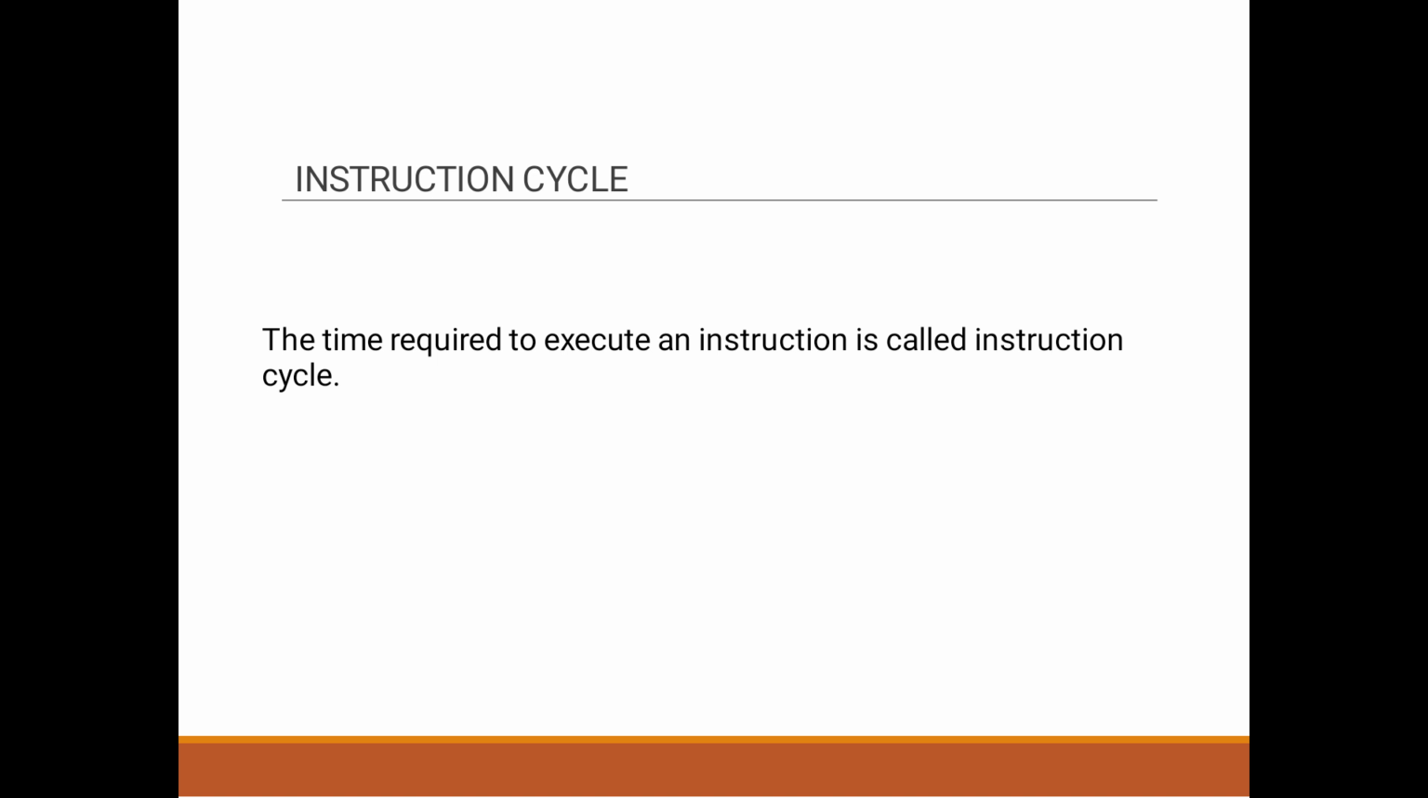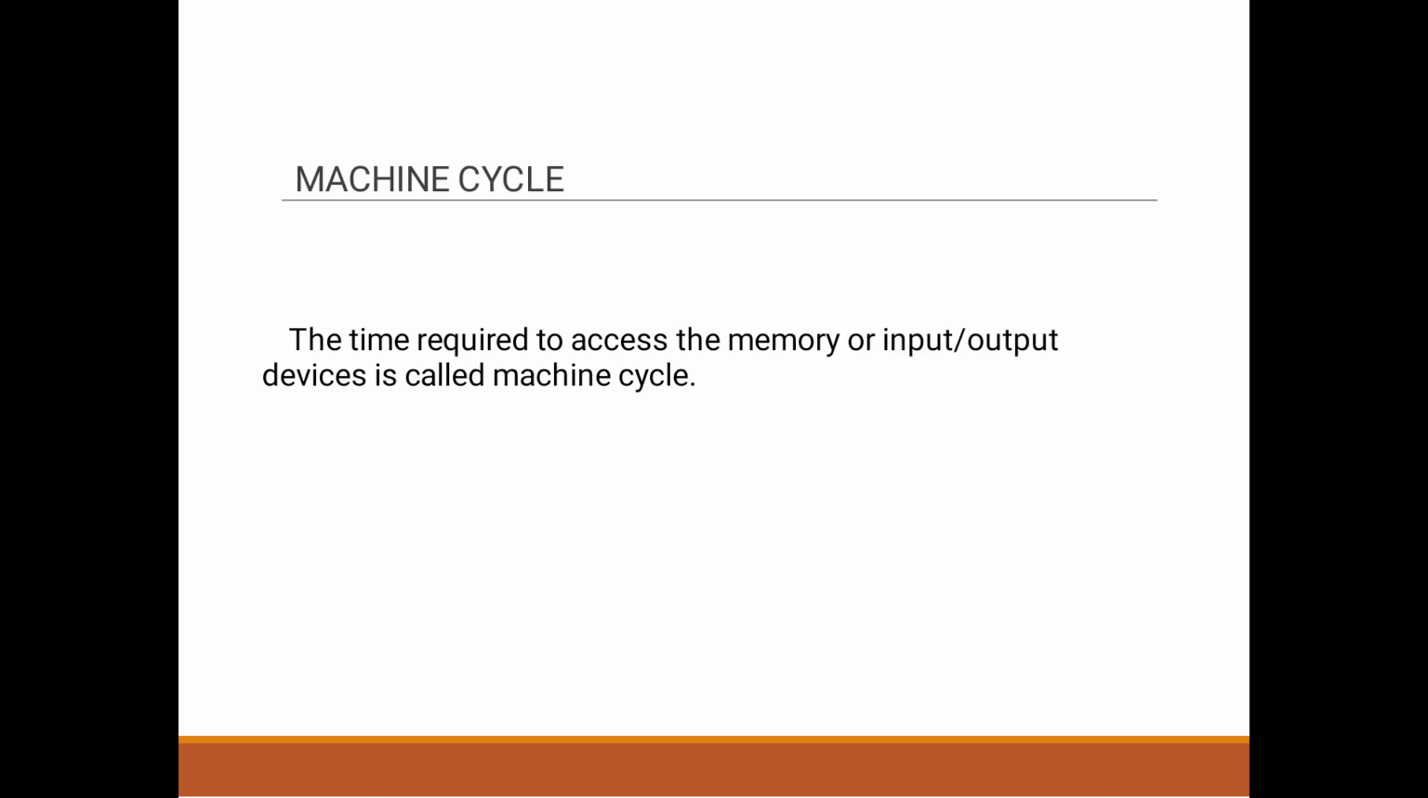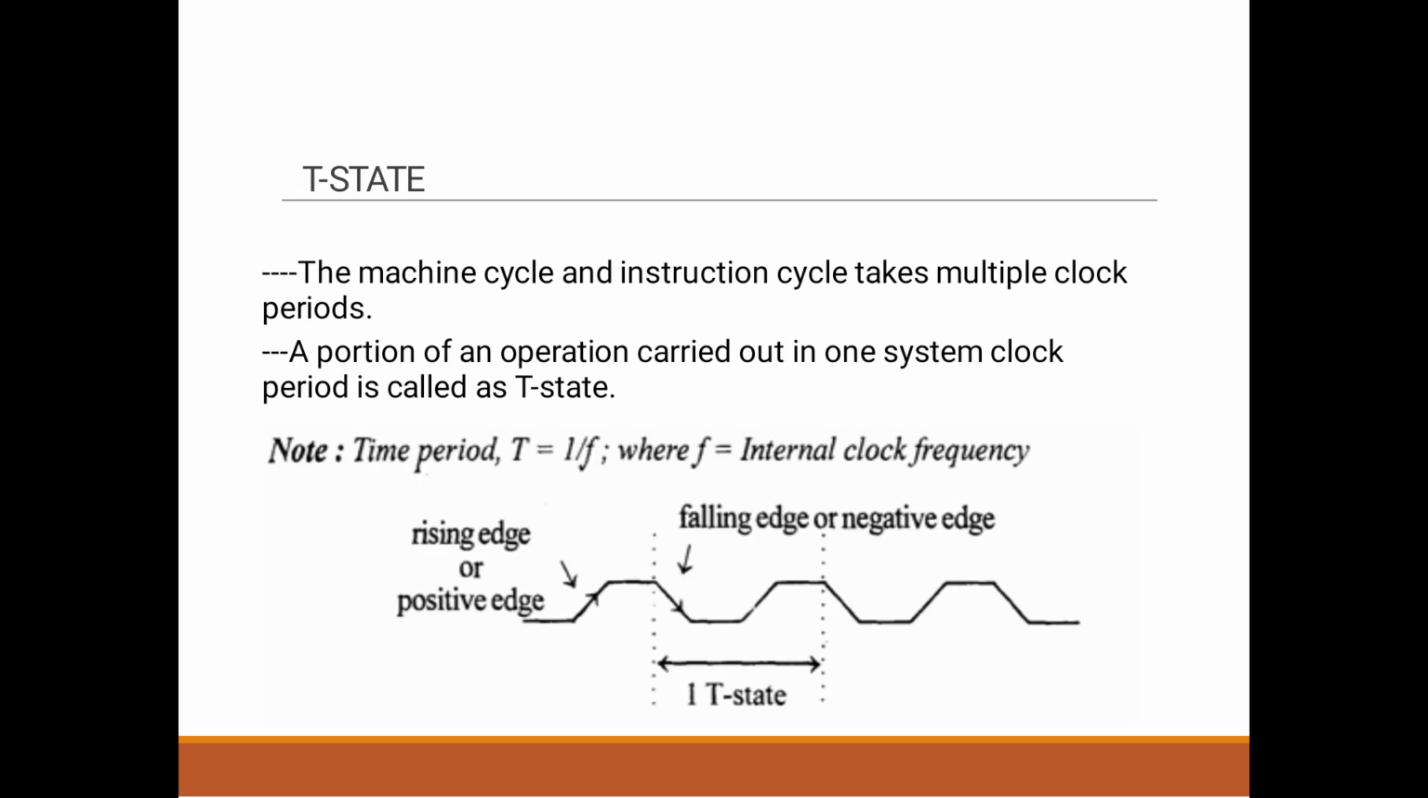Instruction cycle. The time required to execute an instruction is called instruction cycle. Machine cycle. The time required to access the memory or input output devices is called machine cycle.